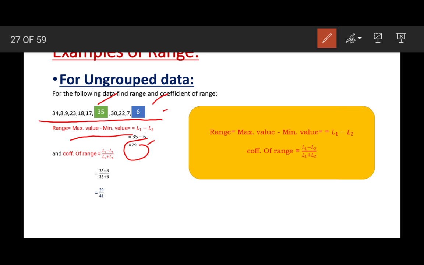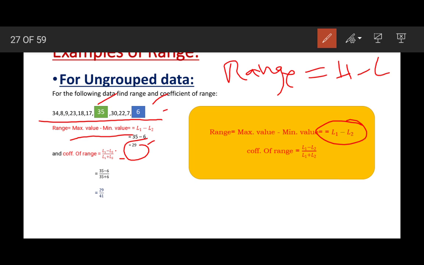Then coefficient of range is range upon L1 plus L2. Okay, you can denote range and coefficient of range by any letter. Previously I had denoted the range as H minus L, right? Now I am writing range as L1 minus L2. You can denote it by any letter.